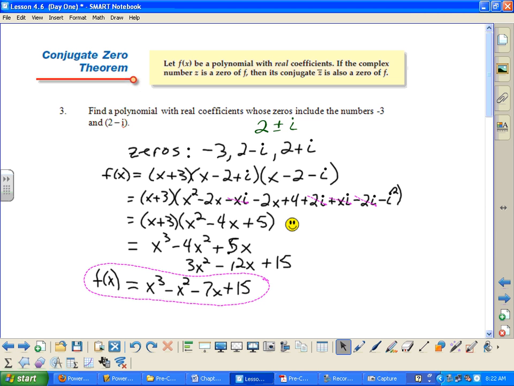So the big thing is that if they give you a conjugate 0, or they give you a complex 0, then you have to find the conjugate of that also. And that's a 0. You can't forget that.